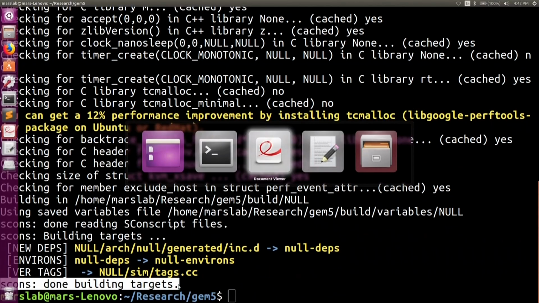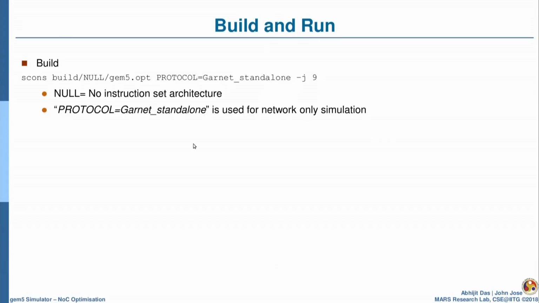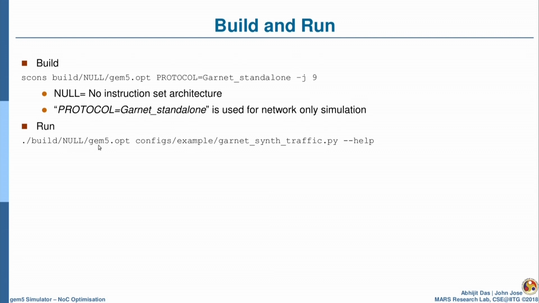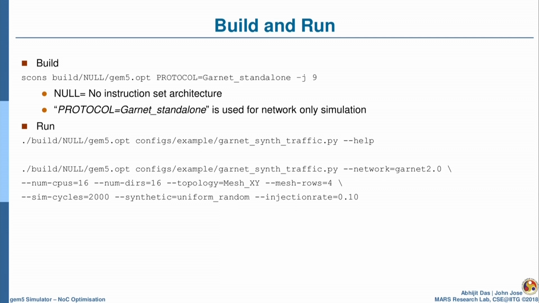Going back to the slides, after the successful build, we can get started with the simulation run using this command. And again, we can use something like --help with this configuration script to get the available help options. Since I have already shown it in the previous video, I am not showing it here. Then I can run a sample simulation. Let me show you.